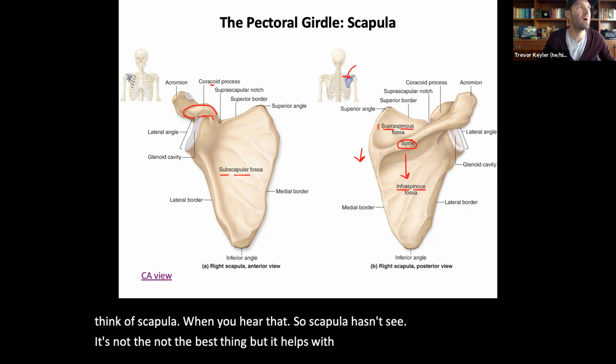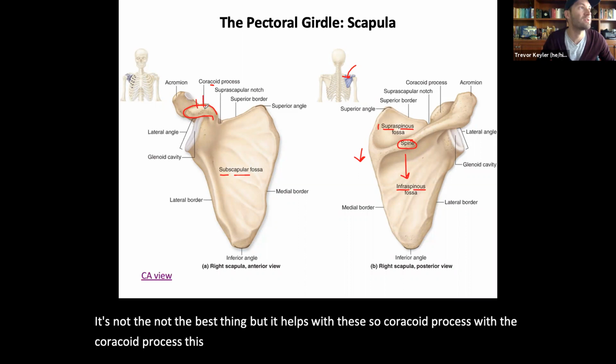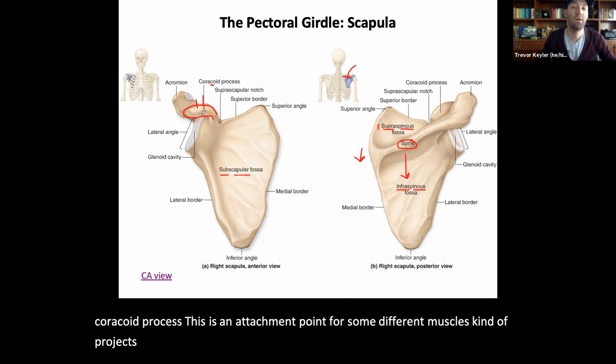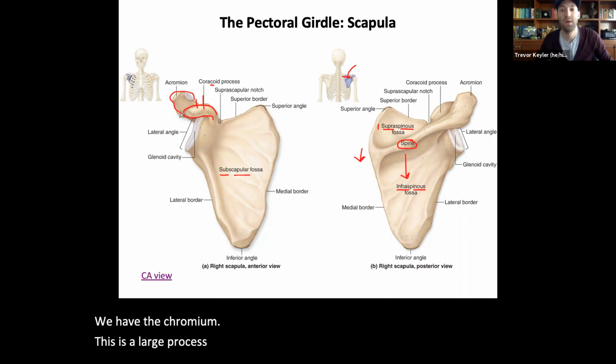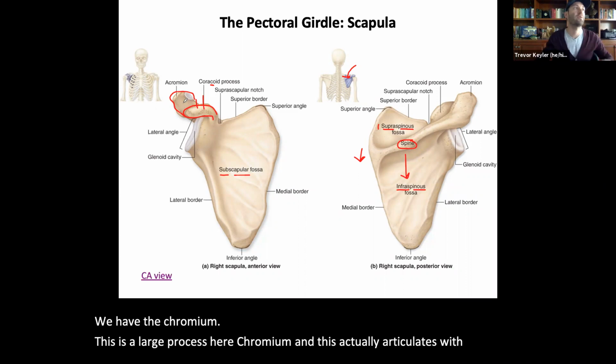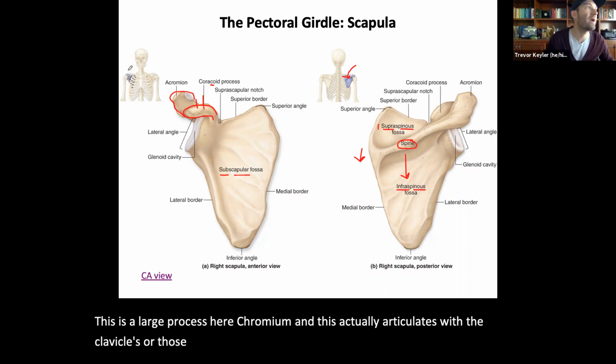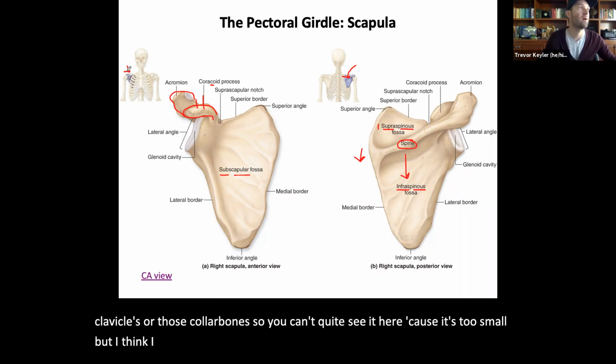So coracoid process. This is an attachment point for some different muscles. It kind of projects anteriorly, muscles attach. And then above that, we have the acromion. This is a large process here, acromion, and this actually articulates with the clavicles, or those collarbones. You can't quite see it here because it's too small, but I think I've got a better image coming up.